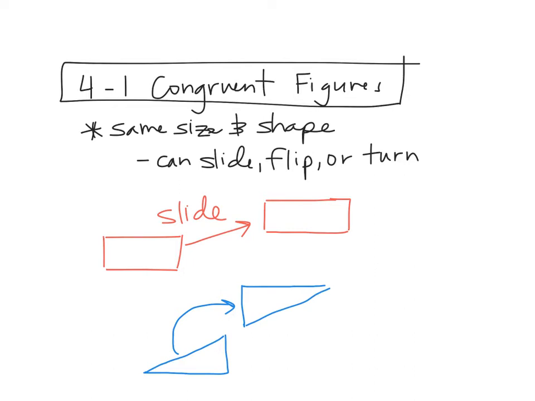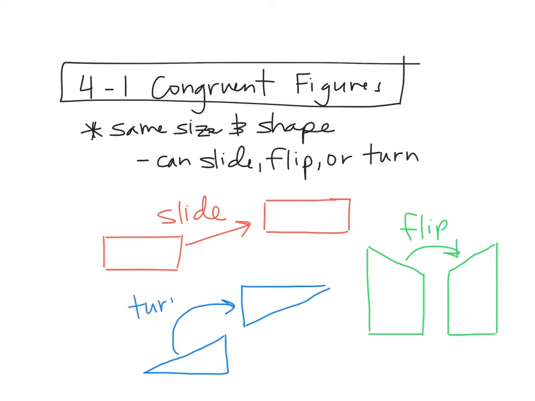Okay, and then the third thing that you can do is you can flip the figure. So say we have this figure and it becomes that figure, right? So we just flipped it over. Sorry, I didn't write the other one in. This is a flip. This is a turn. So any of those moves will still keep a congruent figure.